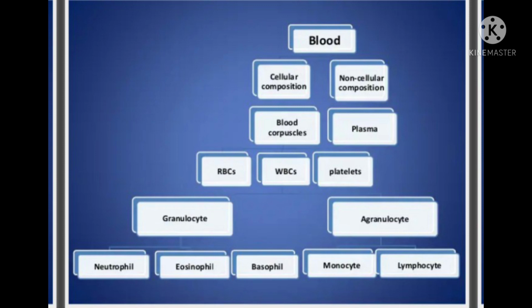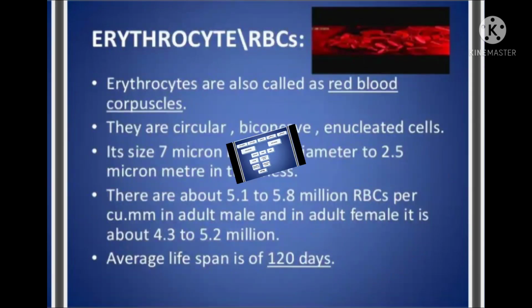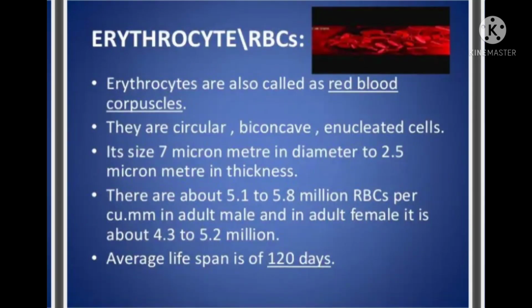Cells present in blood are of different types. There are 3 types: red blood cells, white blood cells, platelets. Red blood cells, also known as erythrocytes, are red in color. They have a red colored protein called hemoglobin. Because of hemoglobin, blood is red in color, which helps in the transport of oxygen and carbon dioxide.